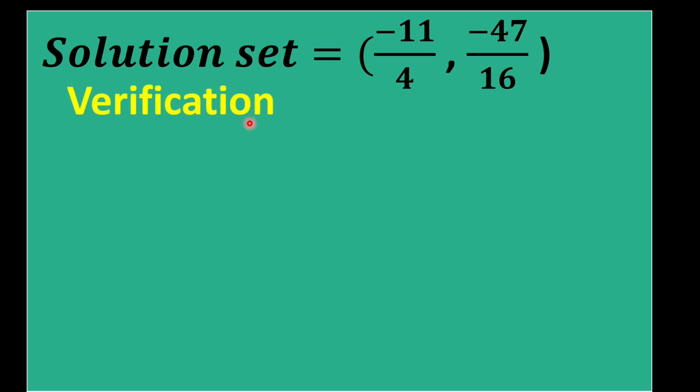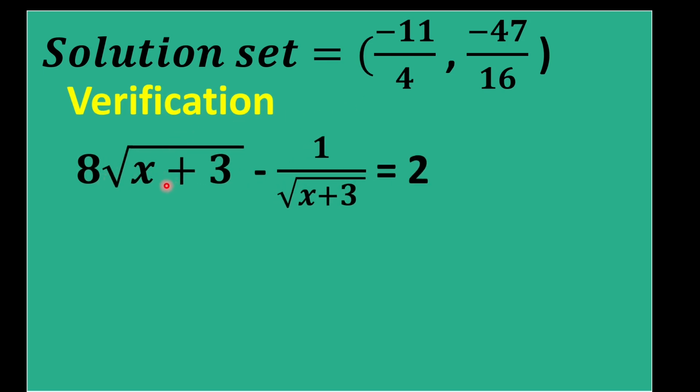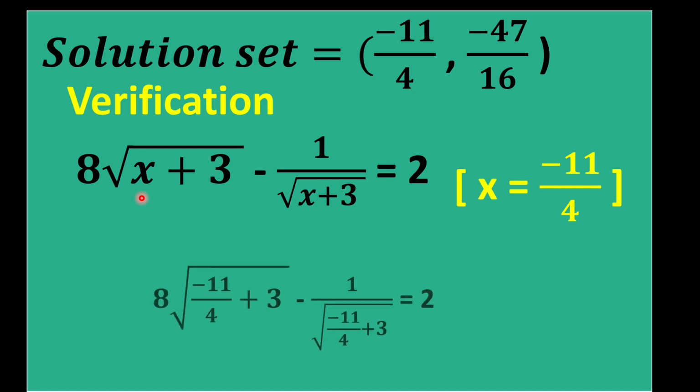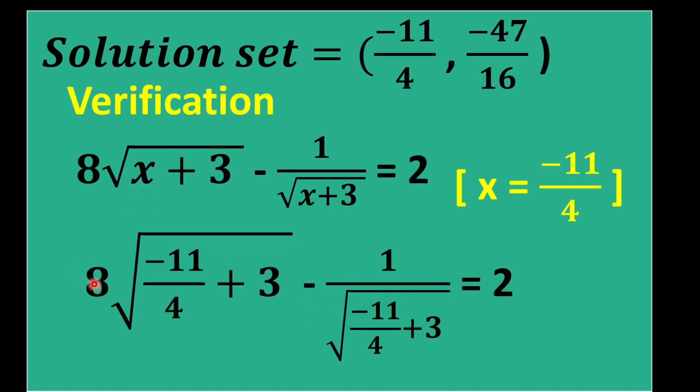So for verification, we will take the original equation which was given. Now we will put minus 11 divided by 4 in place of x. So if x is equal to minus 11 divided by 4, let's put this value over here and here.